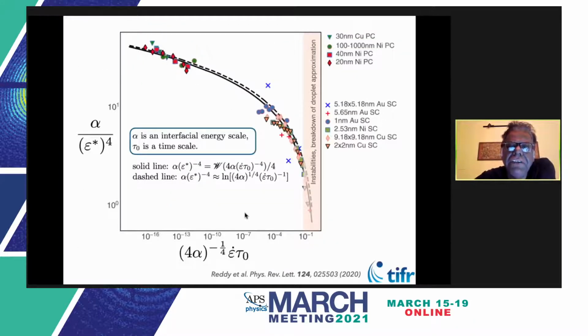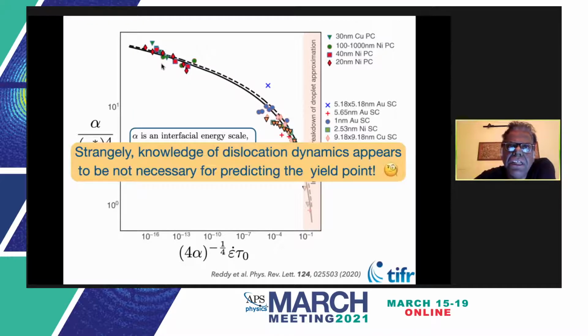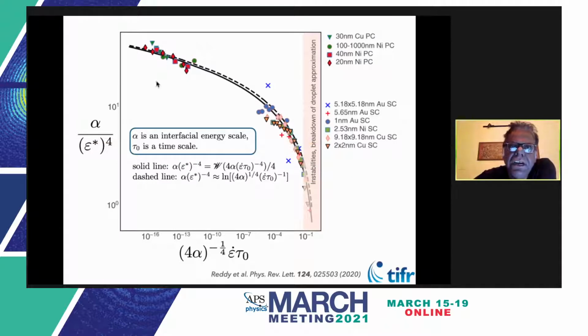And how does it work with experiments? Here on the y-axis, we have basically the inverse yield point to the fourth power. And on the x-axis, you have a strain rate. And you can see that there is data here. These data comes from several things. So the data on the left are from experiments, and the data on the right are simulations, and there's an 8 order of magnitude gap between them.